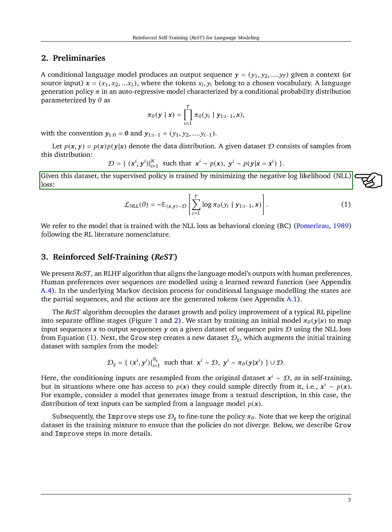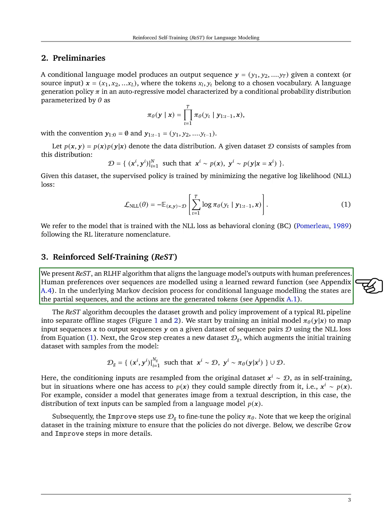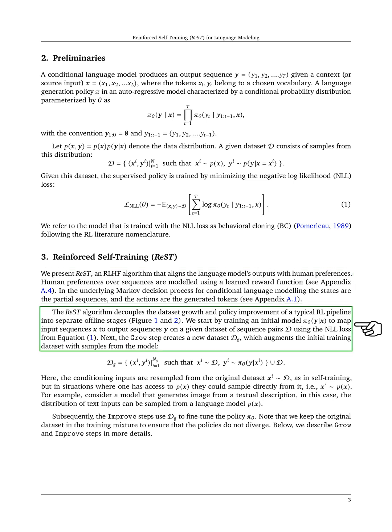Section 3 Reinforced Self-Training, ReST. In this section, we introduce the reinforced self-training, ReST, method, which is a reinforcement learning from human feedback, RLHF, algorithm. This method aims to align the outputs of a language model with human preferences. We model human preferences over sequences using a learned reward function. In the underlying process for conditional language modeling, the states are the partial sequences, and the actions are the generated tokens. The ReST algorithm separates the growth of the dataset and the improvement of the policy, which are usually part of a typical RL pipeline, into distinct offline stages.